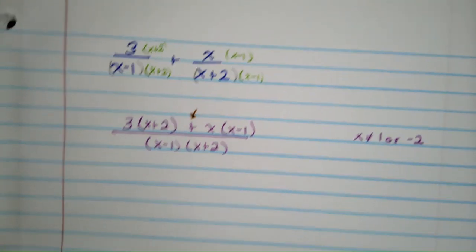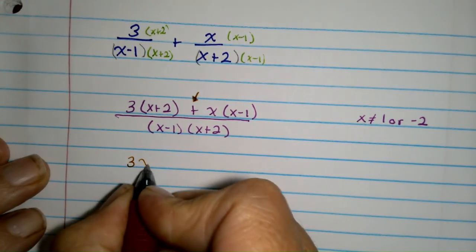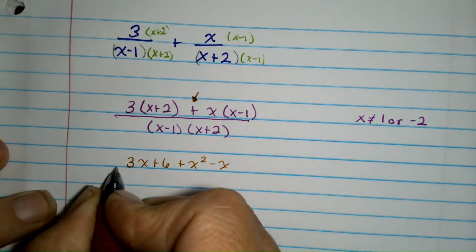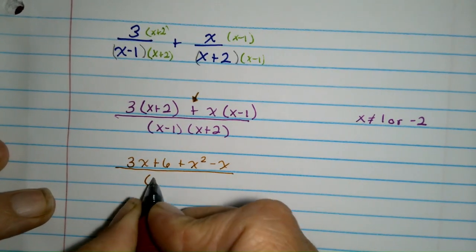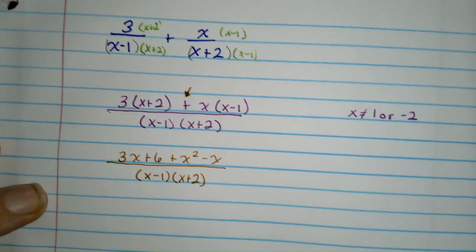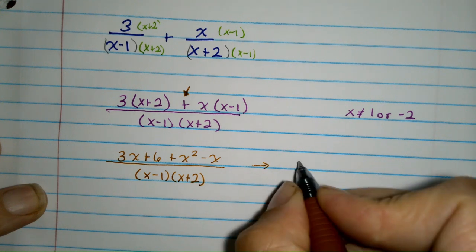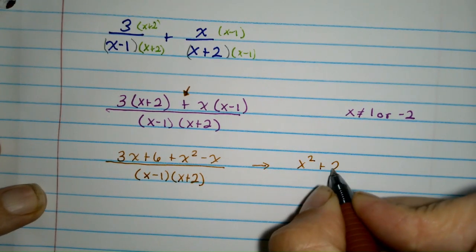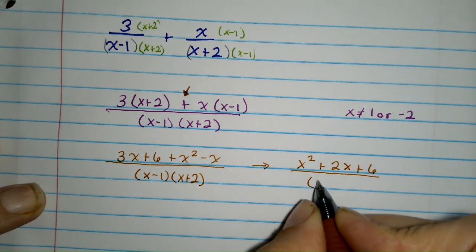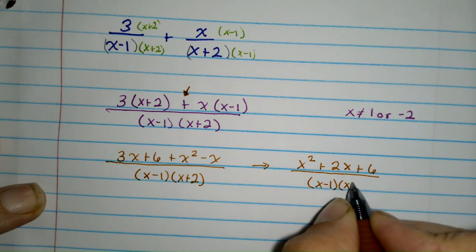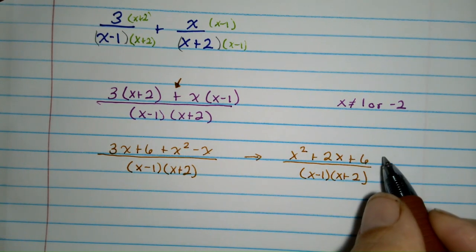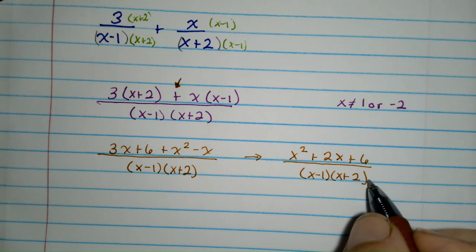So I'm going to go ahead and distribute. 3x plus 6 plus x squared minus x. Of course, we have that common denominator. Combine like terms. I like to write it in descending form. Okay, and now the top is in expanded form and the bottom is in factored form.